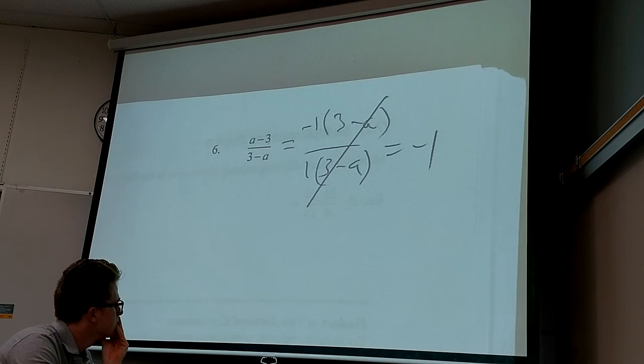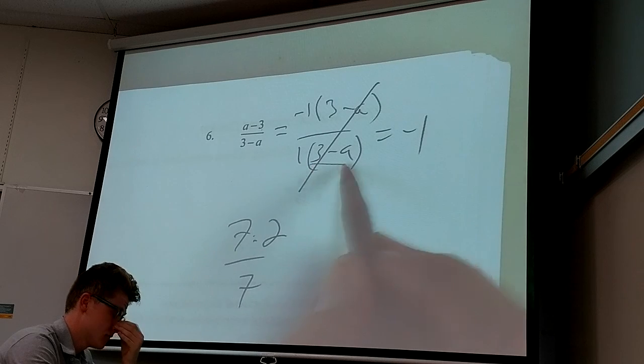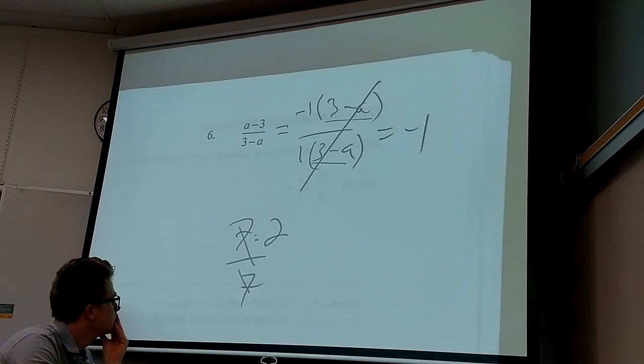Okay. It's sort of like here, you wouldn't tell me that I couldn't kill the 7, right? No, that 7's gotta die. Of course I can kill the 7. So here, I can kill a 3 minus a with that 3 minus a, the same way I can kill that 7 with that 7. I like it.